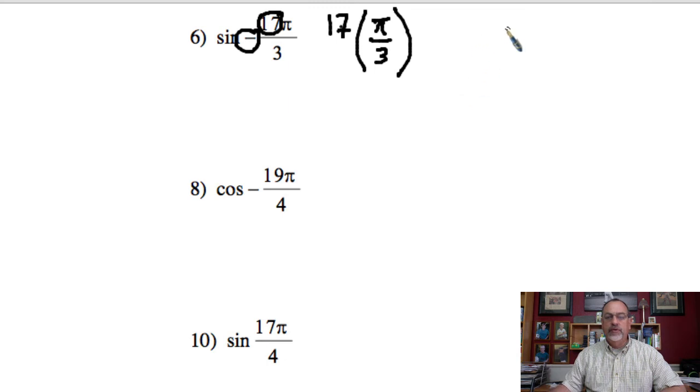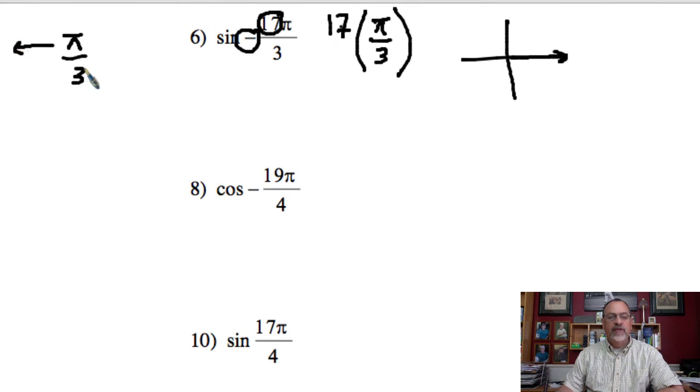So all I have to do is, starting at the positive x-axis, count this way 17 60-degree angles. Now you can count by 60s if you want, but there's a quicker way to do that, and that is to take a look at what pi over 3 means. Well, that means take pi and divide it into 3 equal parts. That's what the denominator tells me.